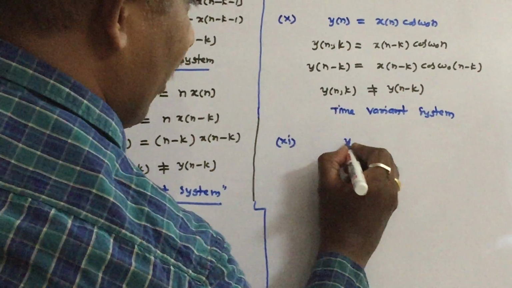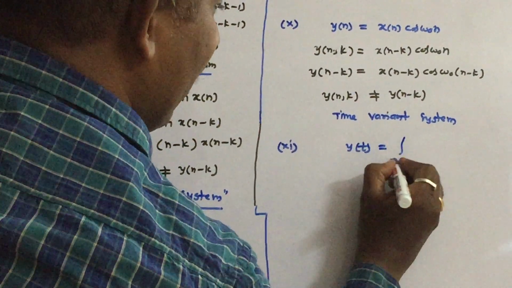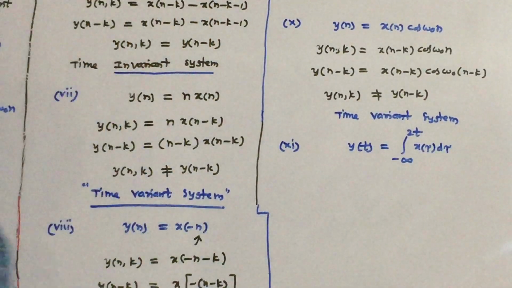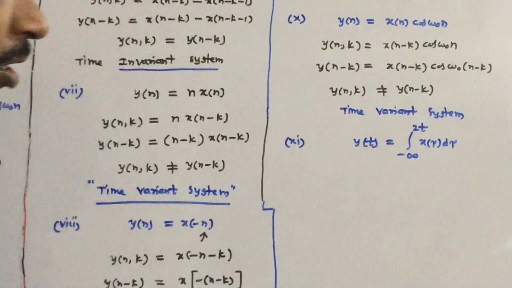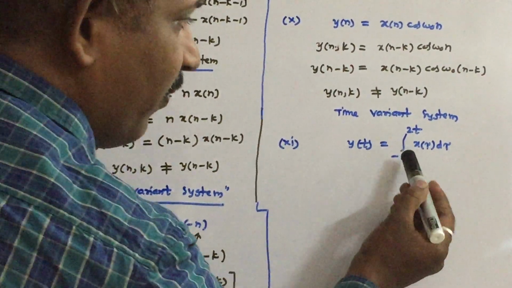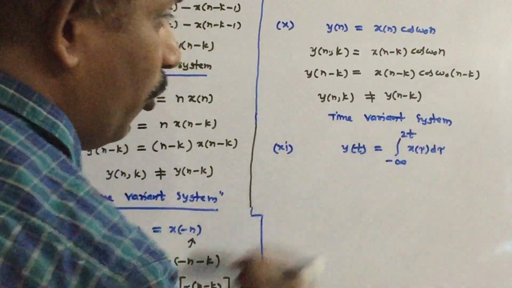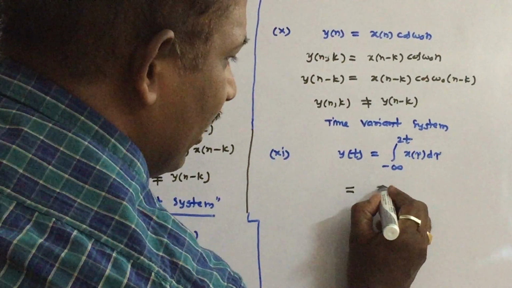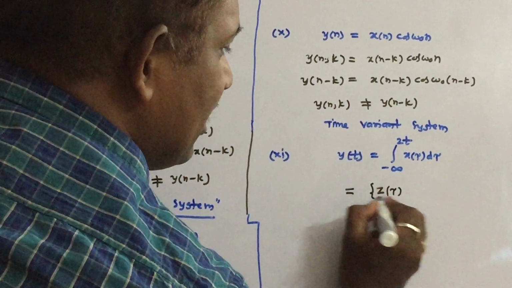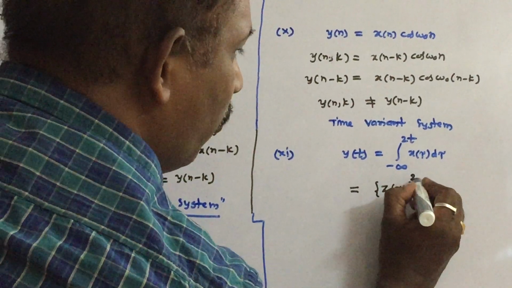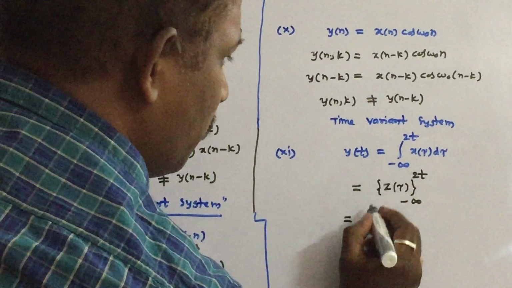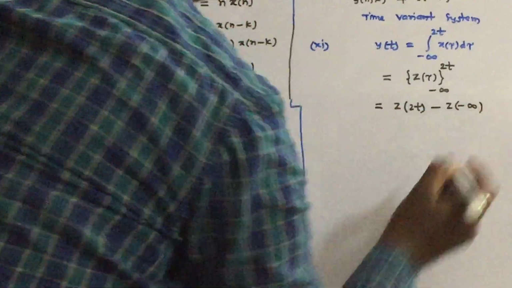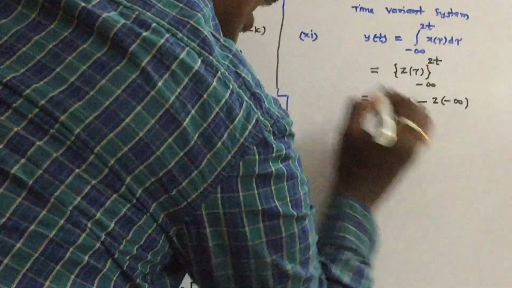For example, if the equation is given like this, say y of t is equal to integral from minus infinity to 2t of x of tau d tau. Previously we have seen only t, which gave a time invariant system. Now if the limits are from minus infinity to 2t, let us see how to do this. Let us say the integral of x of tau d tau is z of tau. In z of tau, substitute the limits minus infinity to 2t. So we get z of 2t minus z of minus infinity. We have to take this as the input.